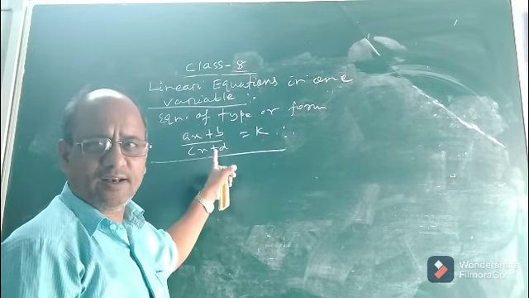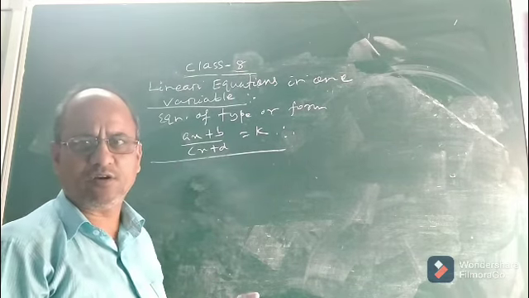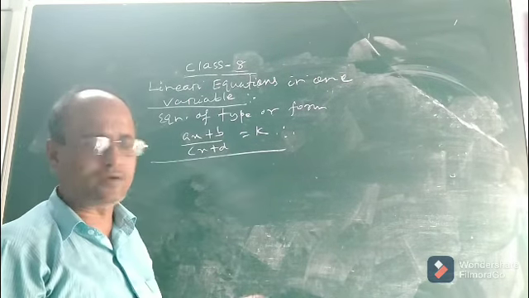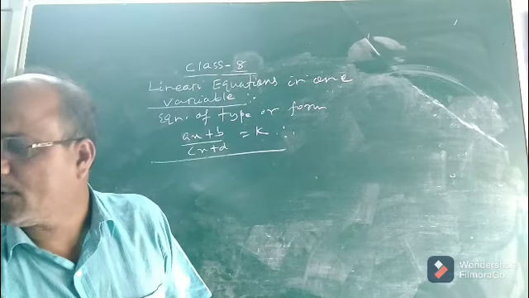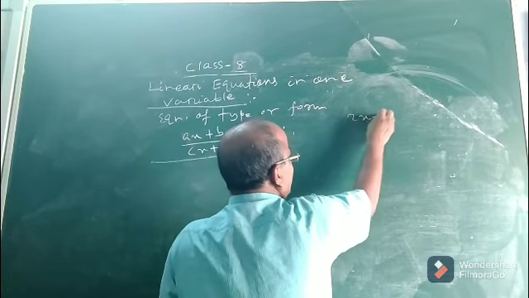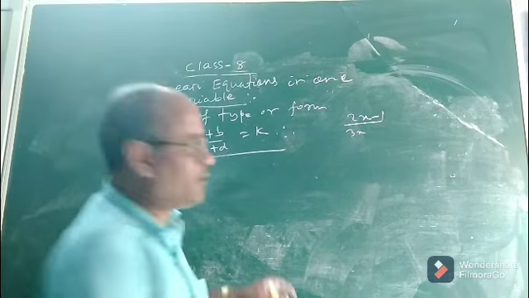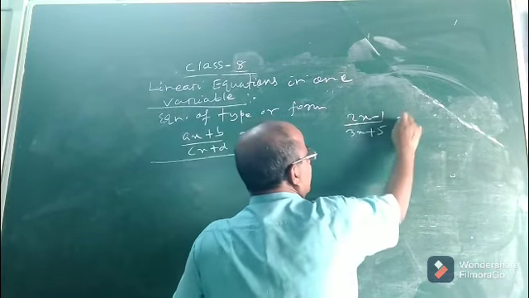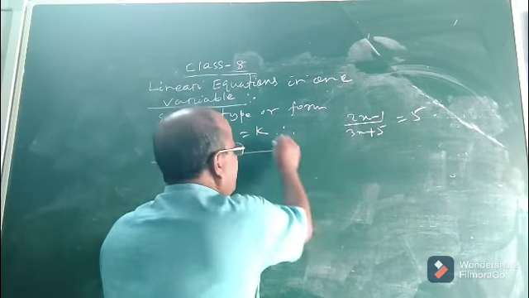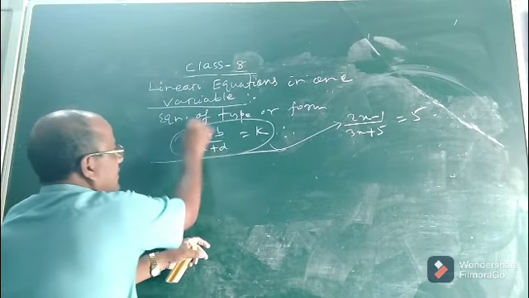So, if you are given a linear equation of this type, how to find the solution of that equation? Let me give one example. Suppose you are given (2x - 1)/(3x + 5) = 5. Now compare this equation with this form.